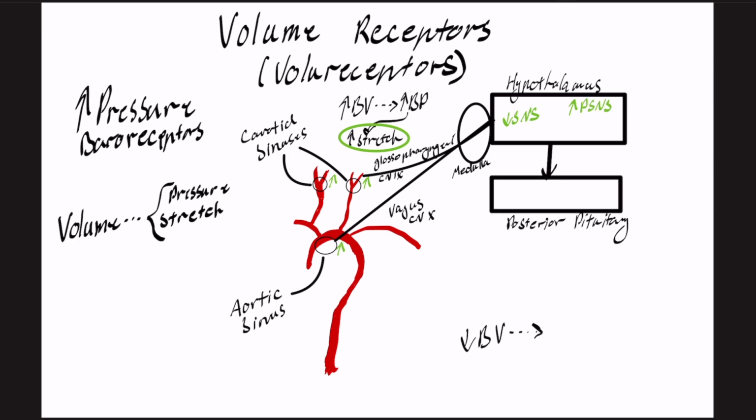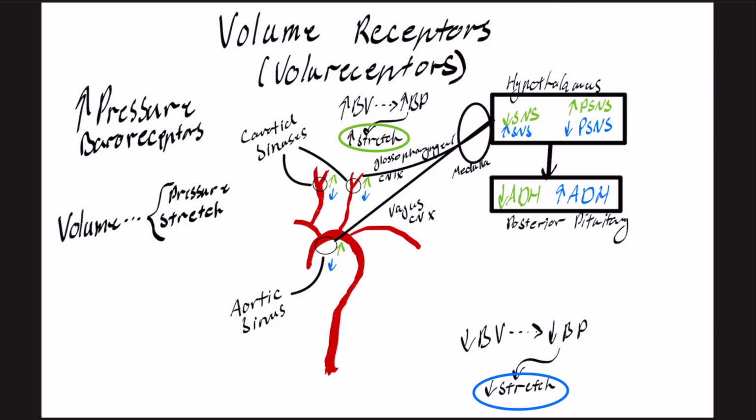The opposite is true when there's low blood volume and you can then have low blood pressure and low stretch. There will be decreased firing, which will then lead to increased sympathetic nervous system and decreased parasympathetic nervous system. Now, what this does is it's another trigger for the hypothalamus to release antidiuretic hormone, which, as we mentioned before, ties into the previous mechanism to increase blood volume through absorption of free water.